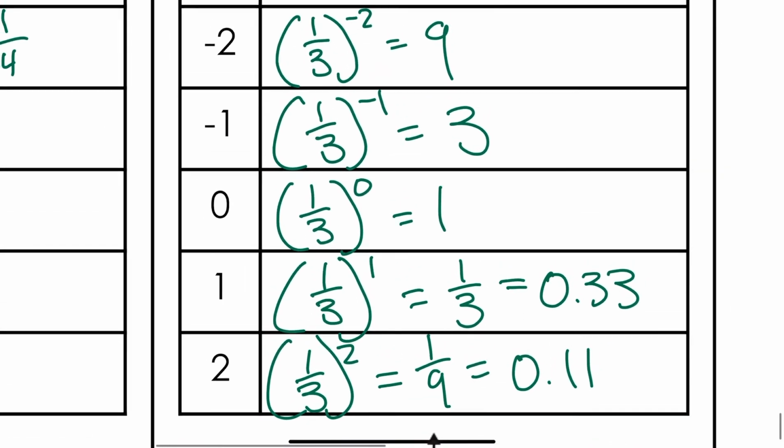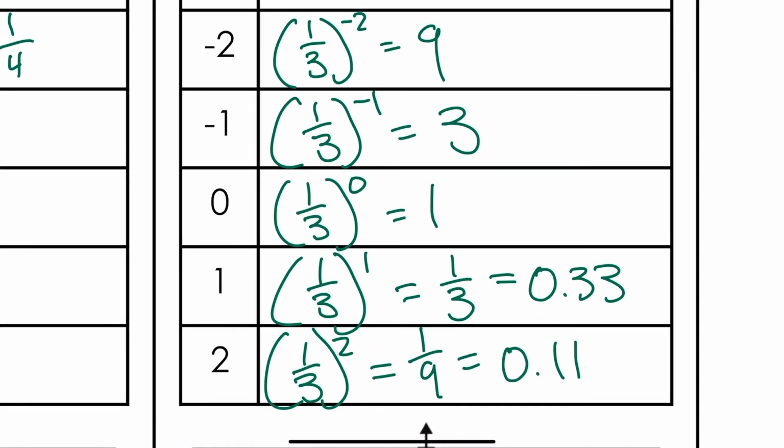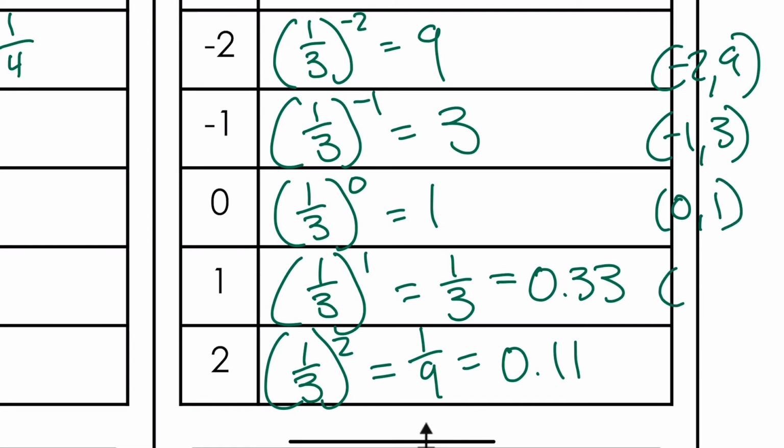All right, so let's take these and we're going to graph them because we now have a table. So same way we did it last time, we are just going to take our x values and pair them with the y values. So I got -2, 9. I got -1, 3. I got 0, 1. 1, 0.33 or 1/3. And then 2, 0.11 or 1 over 9.